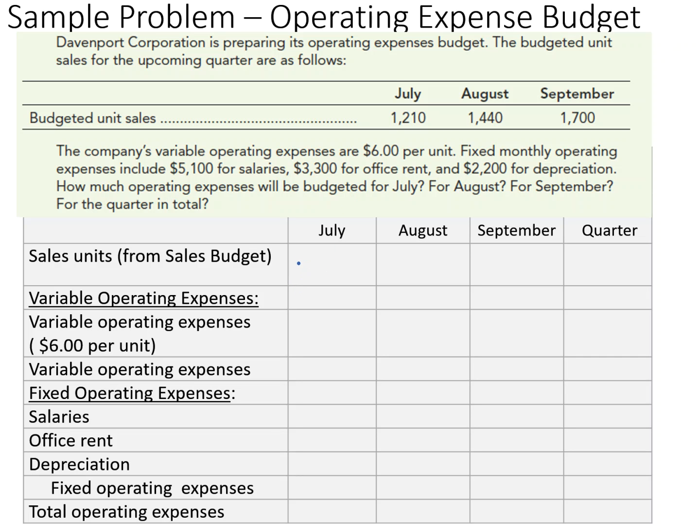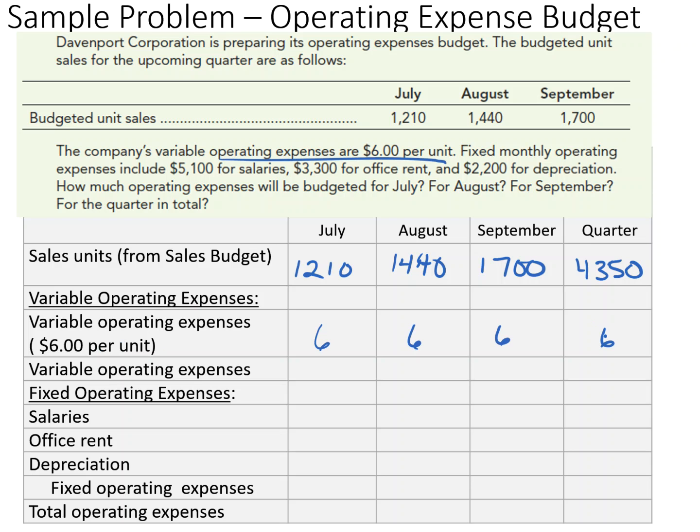So budgeted sales are given. It's $1,210 for August, $1,440, September, $1,700. And if we add all those across, we get budgeted unit sales of $4,350. All right, now it tells us the variable operating expenses. So the variable operating expenses are $6 per unit. So we'll go ahead and fill that across.